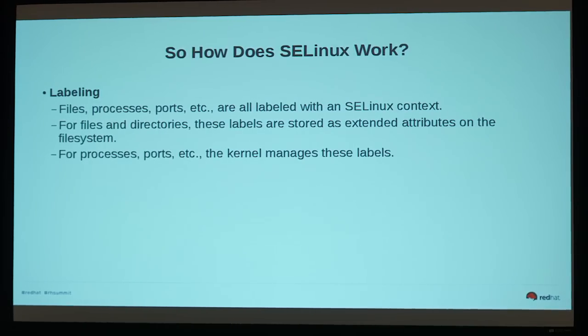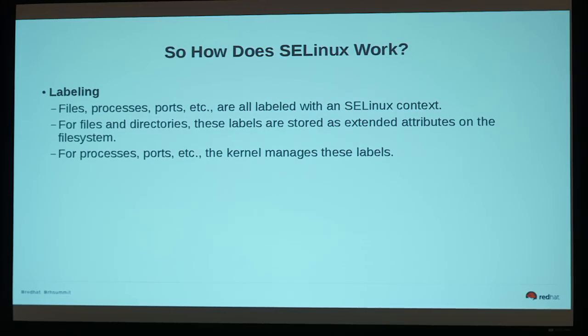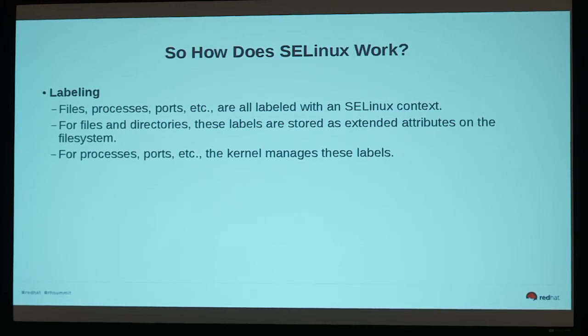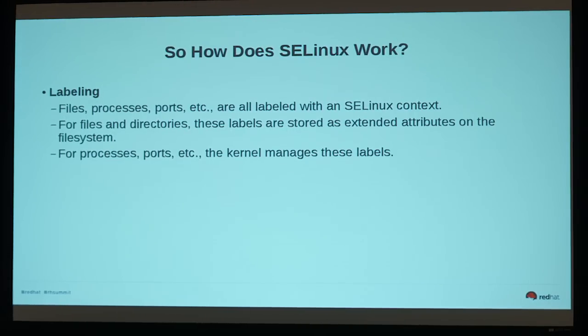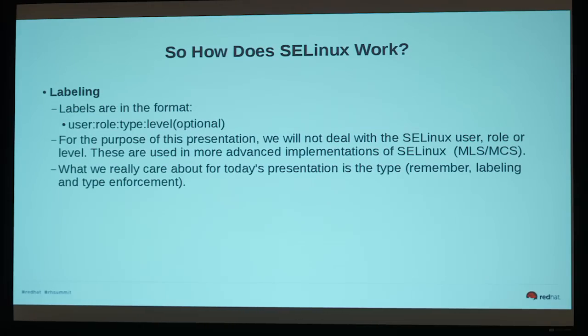Files, processes, ports, memory addresses are all labeled with an SELinux context. For files and directories, these labels are stored as extended attributes on the file system. So you have to have a file system that supports xattr, extended attributes. For processes and ports and things like that, the kernel manages those. There's a table, and I'll show you that table in a little while, that manages what the default settings are for things like processes, port numbers, and things like that.